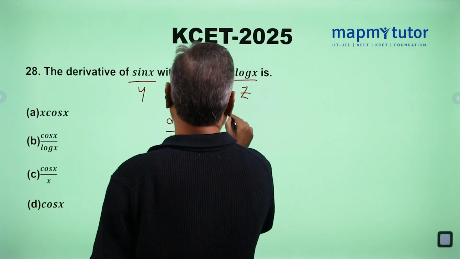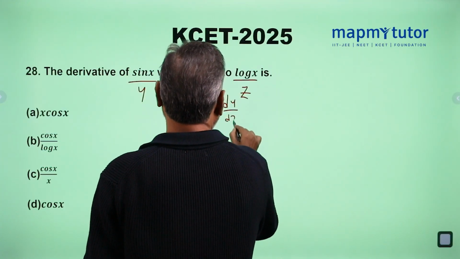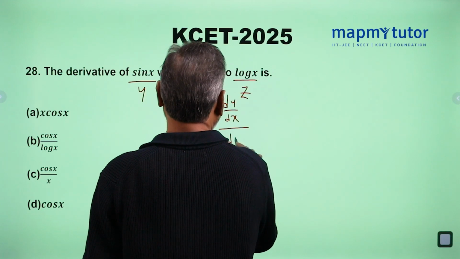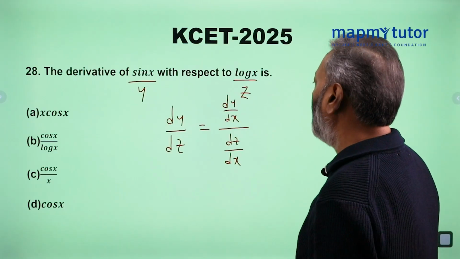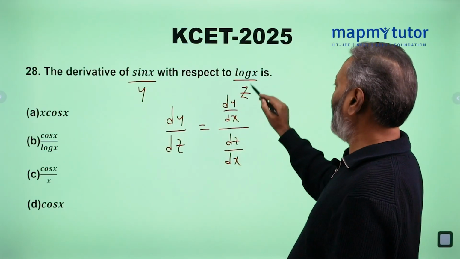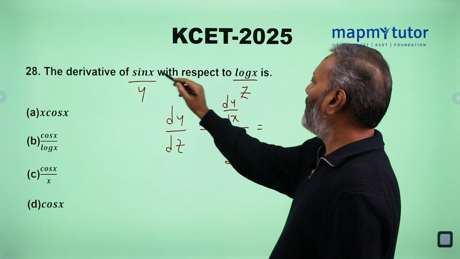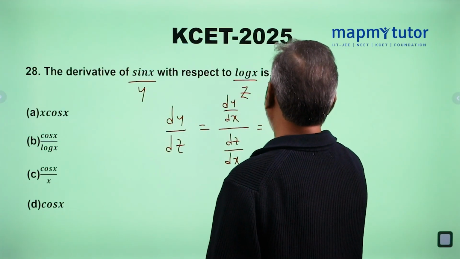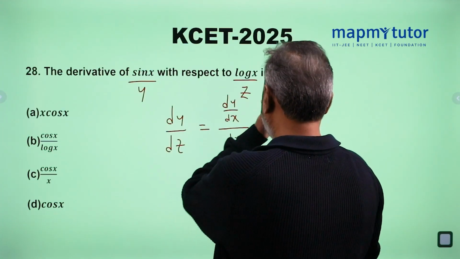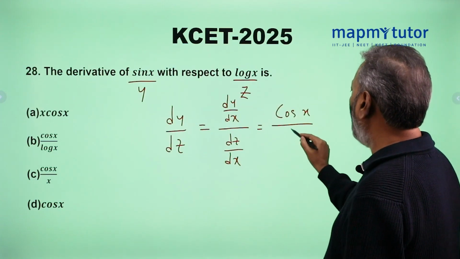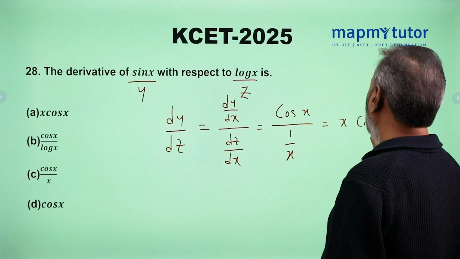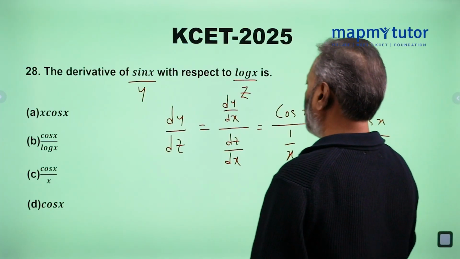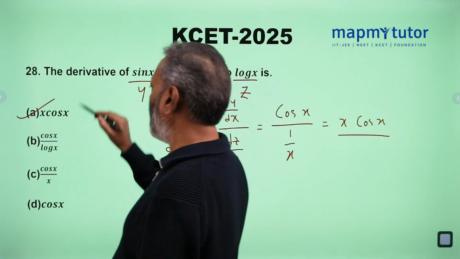Again, using our parametric knowledge, I can write it as dy by dx divided by dz by dx, because x is a variable, y is a function of x, and z is also a function of x. What is dy by dx? Since y is sin x, it is cos x. And dz by dx, the derivative of log x, is 1 by x. If you simplify, you will get x into cos x. Yes, option A.